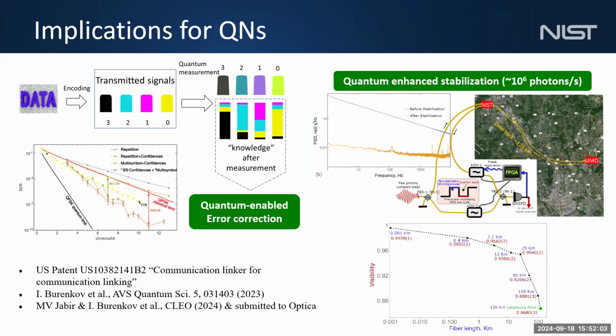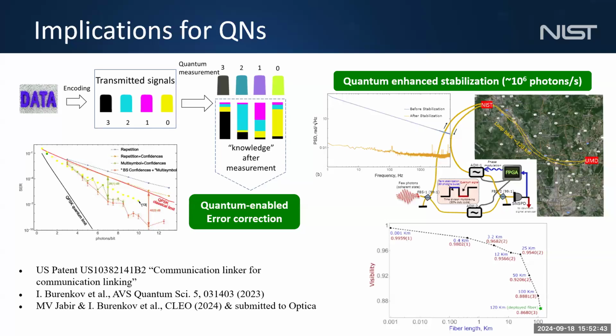And well, last but not least, using similar methods and using the displacement measurement, which I just talked to you about, you can reuse this experiment for stabilizing very, very long interferometers. This is necessary for quantum networks, and quantum networks are really, really interesting for me for other purposes. But in this case, this interferometer is 120 kilometers long. We stabilize it to an interferometric stability of 86% visibility, and we use significantly less than 10 to the 6 photons per second at the receiving station to get there.